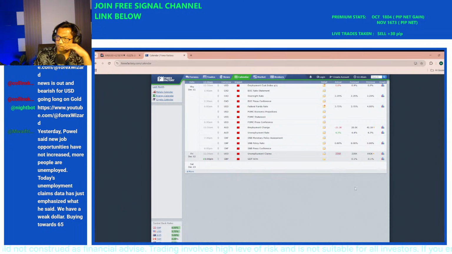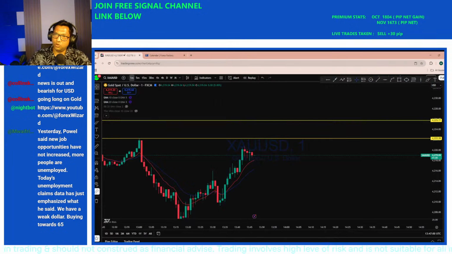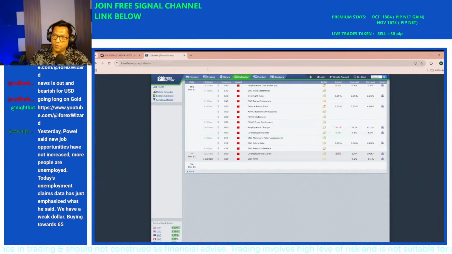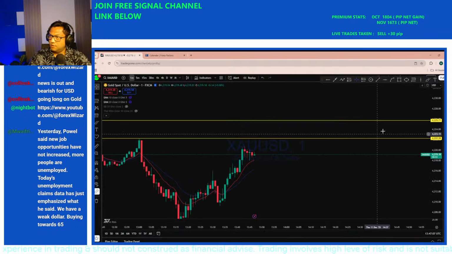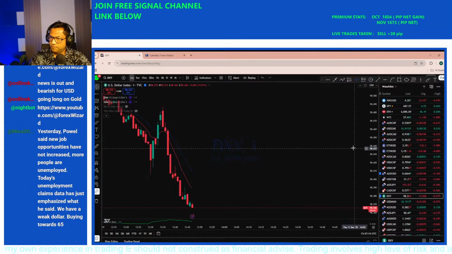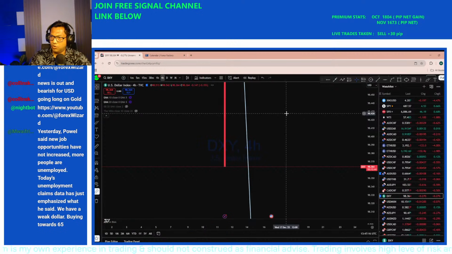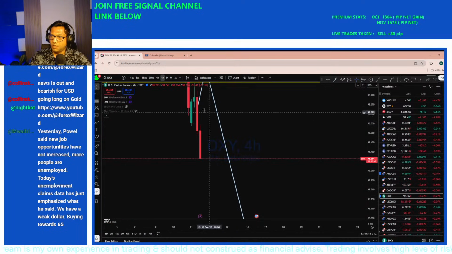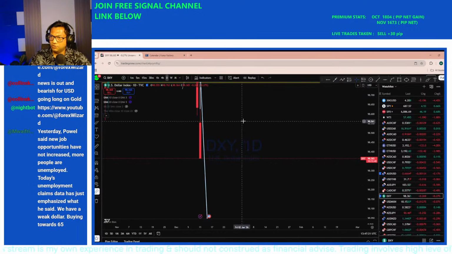Unemployment claims have risen, right? The forecast was 220, it moved to 236k. So higher unemployment claims, okay, how does that impact the gold price and dollar price? Let's look at that here. So this is where the DXY, it's getting bearish with a gap open.